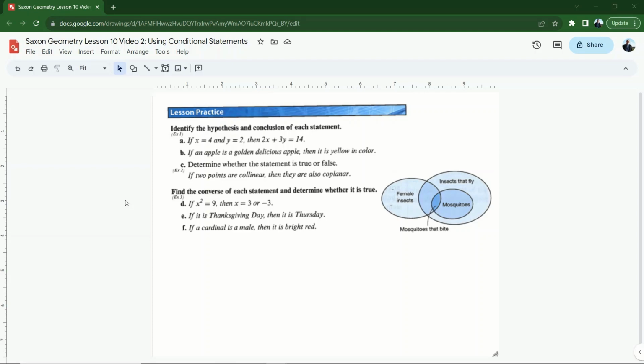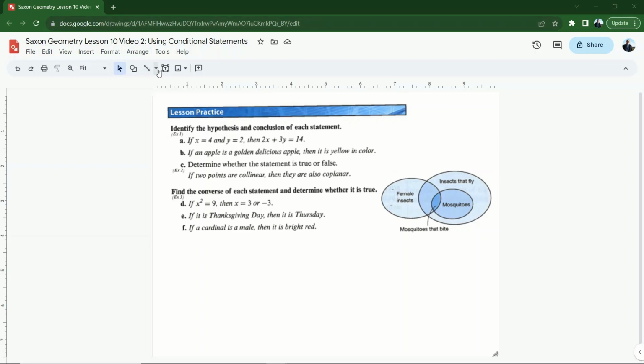And then the converse, if an insect can fly, then it is a female. Well, what about a male bumblebee? That wouldn't be in that group either. So that's the counterexample that disproves the conditional statement. For normal-looking Venn diagrams that just overlap in a region, you can't say that either of those conditional statements is true. All right, I just wanted to spend some more time with Venn diagrams because Venn diagrams are definitely the friend of the person who's trying to figure out what's going on with conditional statements. All right, let's take a look at the lesson practice.